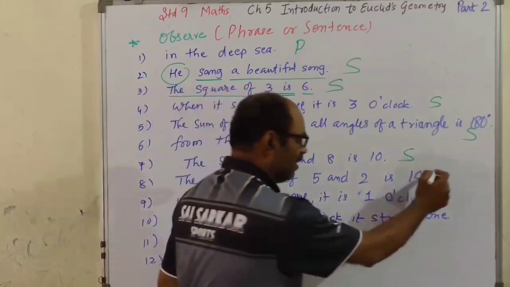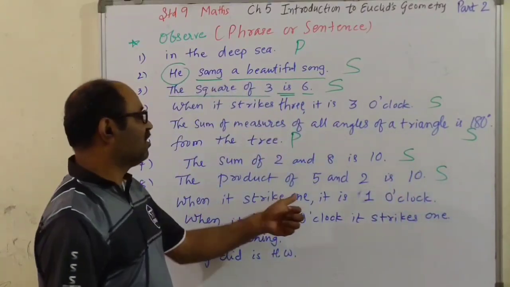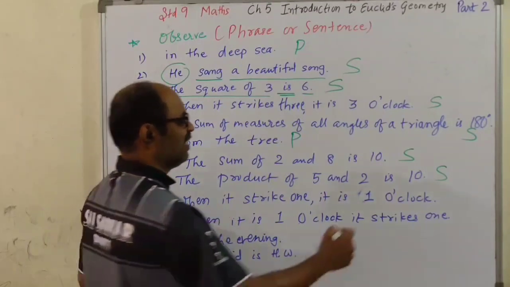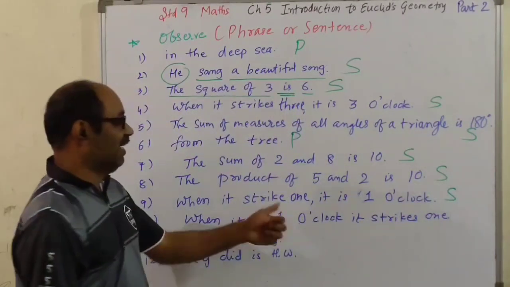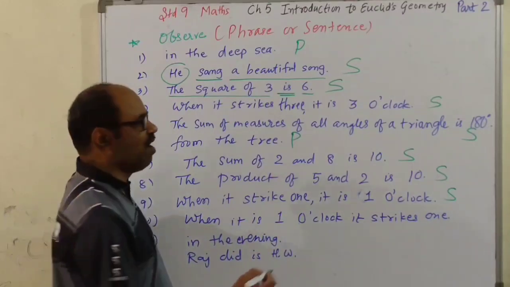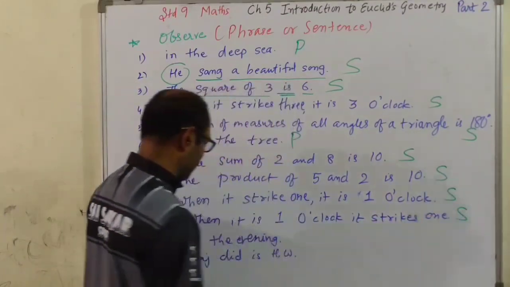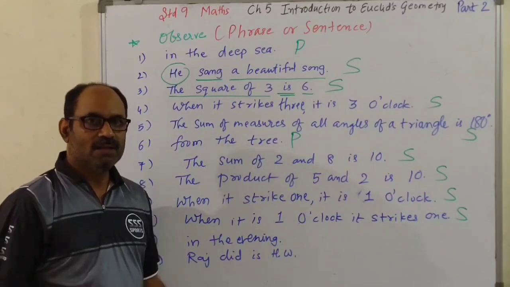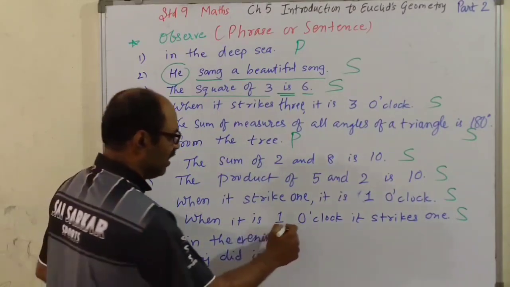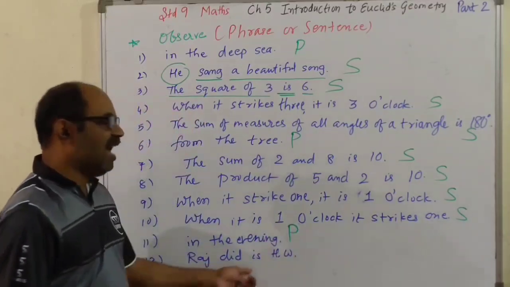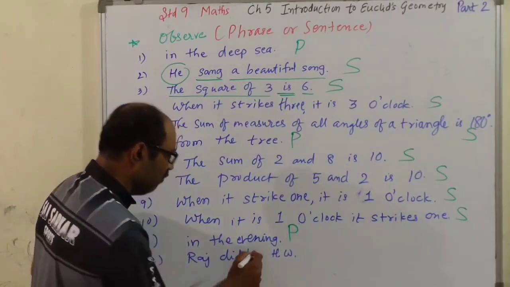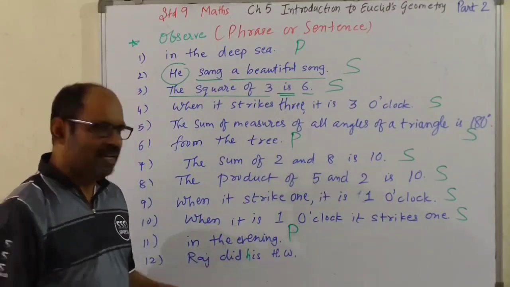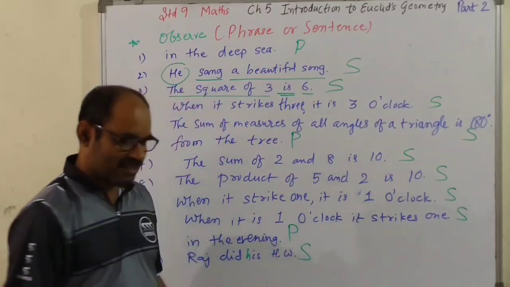Okay. The product of 5 and 2 is 10. Yes, it does make complete sense. So sentence. When it strikes 1, it is 1 o'clock. Yes, sentence. When it is 1 o'clock, it strikes 1. It gives sense. In the evening. What happened in the evening? There's no verb, no subject. So this is a phrase. Raj did his homework. Yes, complete sense. So this is a sentence.